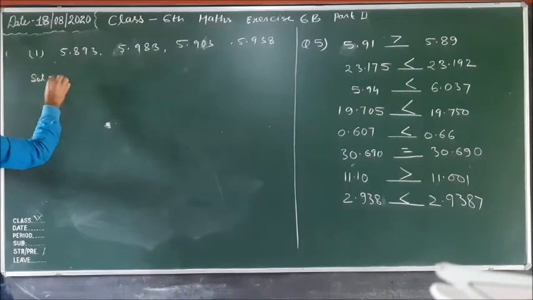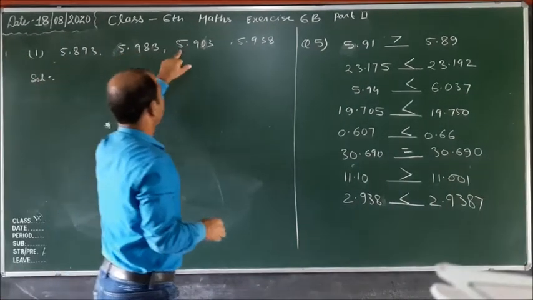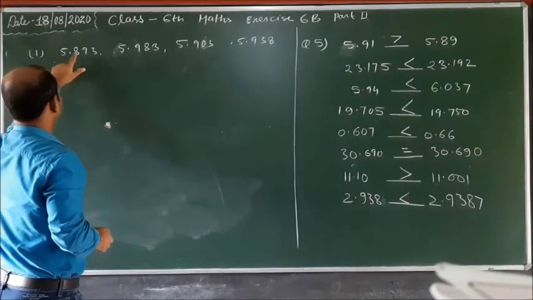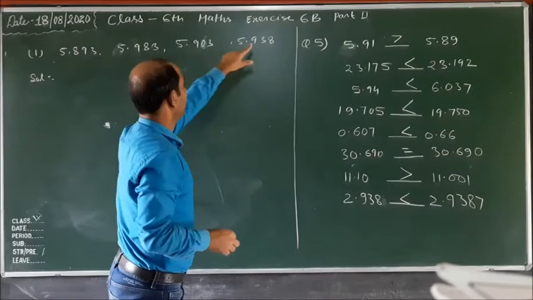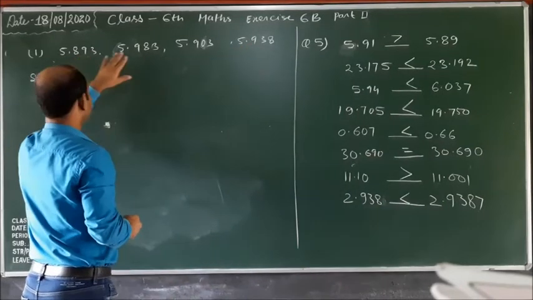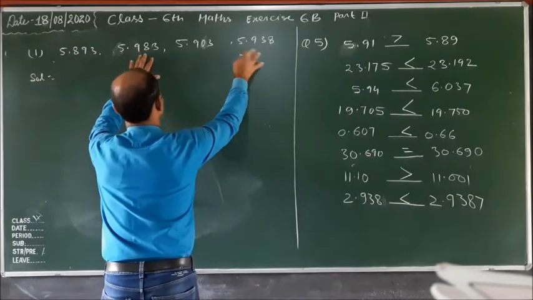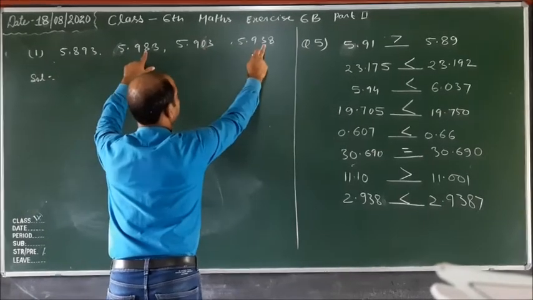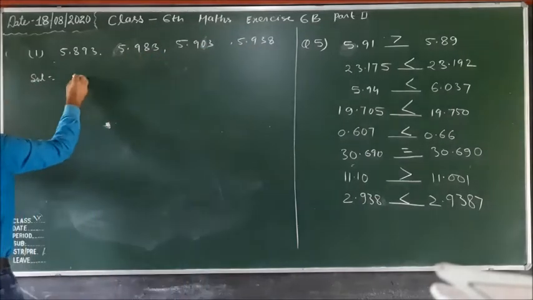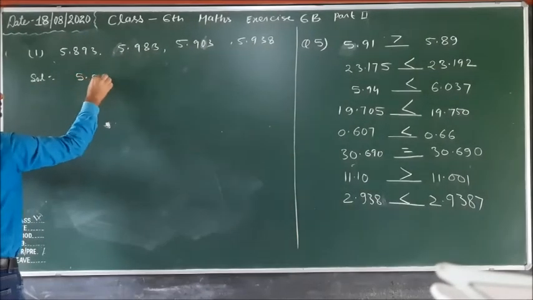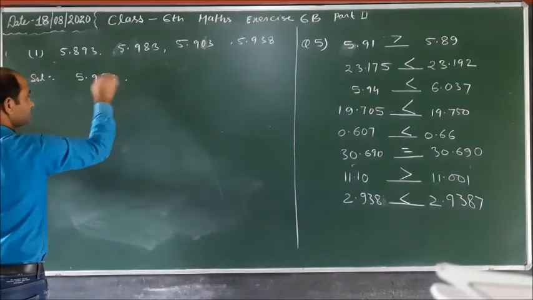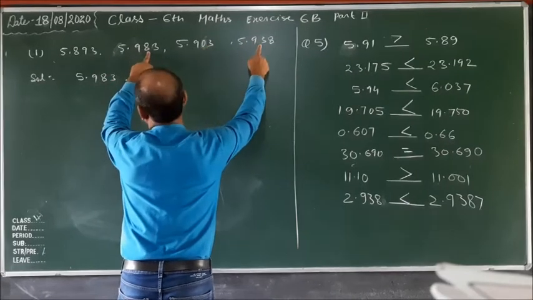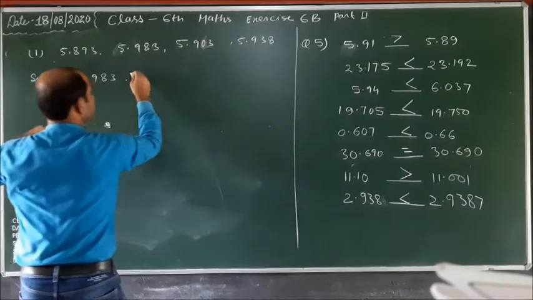Here 5 is equal. Then we compare this number, 5.893, with the others. So this is the smallest number, and after this we compare these three numbers. Here 9, then here 803. So this is the greatest number. So first we write 5.983.